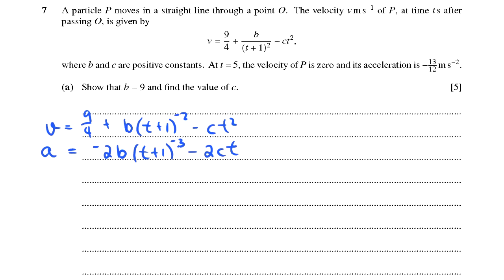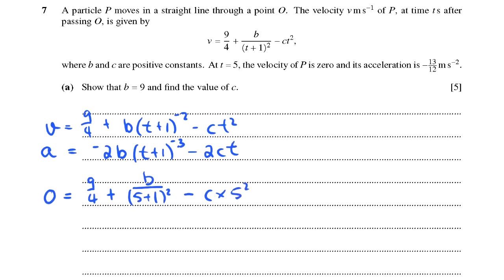So we have 2 equations, and we know that when t is 5, velocity is 0, and acceleration is minus 13 on 12. So we're going to put those into the equations and see if we can solve them. So let's do the velocity. 0 is equal to 9 on 4 plus, let's put it back like this, b over (5 plus 1) squared minus c times 5 squared.